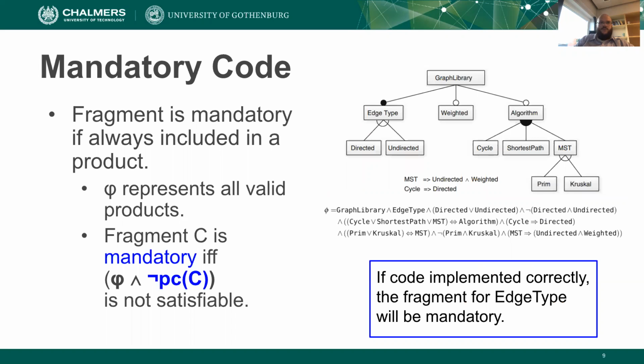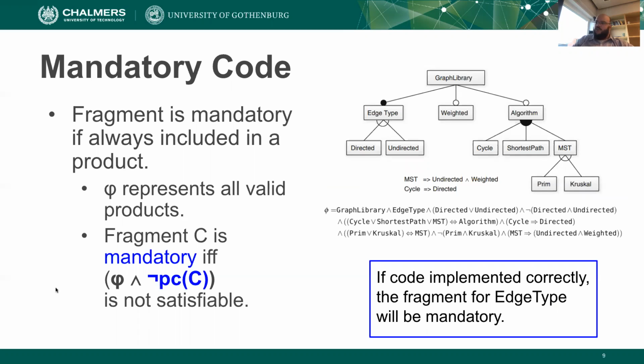So in a similar way to how we went last class when we talked about identifying valid feature selections and testing facts about our code or about our model and whether the model actually meets those facts, we can also detect code fragments that are included in all products, right? Code fragments that are mandatory, no matter what, they get included. So a code fragment is mandatory if and only if the propositional formula representing the feature model implies that the presence condition is true.